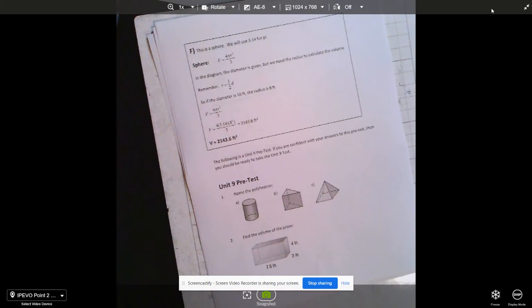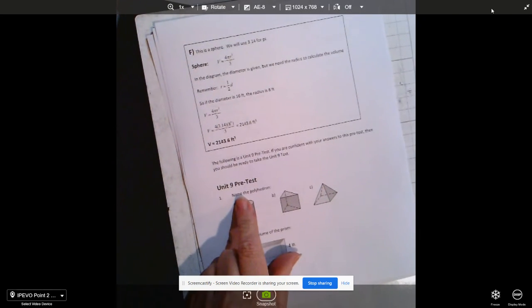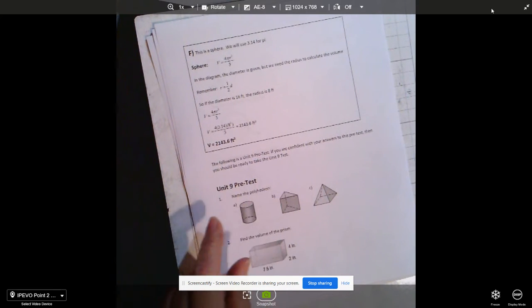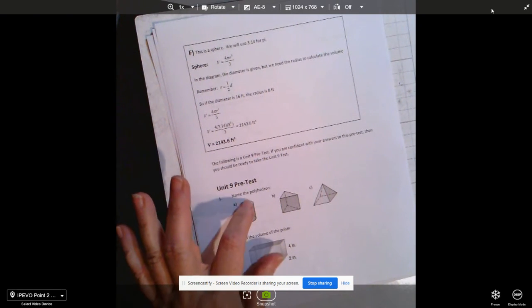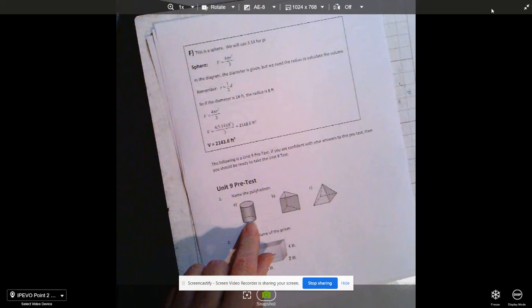All right, let's look at the Unit 9 pretest. So the first question is name the polyhedron. So part A, it has two parallel bases. That's a circle. So this would be a cylinder.